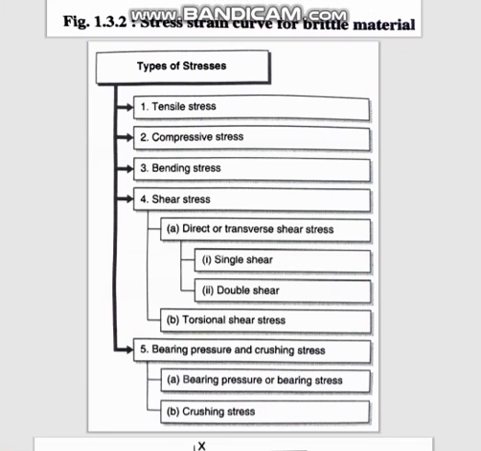Tensile stress, compressive stress, bending stress, and then shear stress. And further, shear stress can be divided into two: direct shear stress and torsional shear stress. And direct shear stress also has single shear and double shear stresses. Okay, then bearing pressure and crushing stress, that is the fifth category mentioned here. Bearing pressure is one, and crushing stress is one.